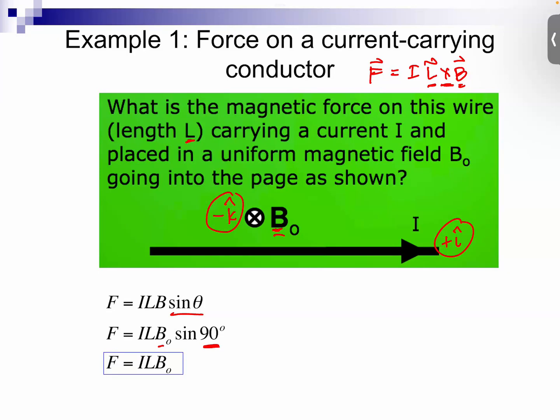And then for the direction, you do the cross product. So you have I hat crossed with minus K hat. That will naturally give you J hat, but you're doing the crossing in the anti-clockwise direction, so that's a plus J hat, or upward direction. Good.